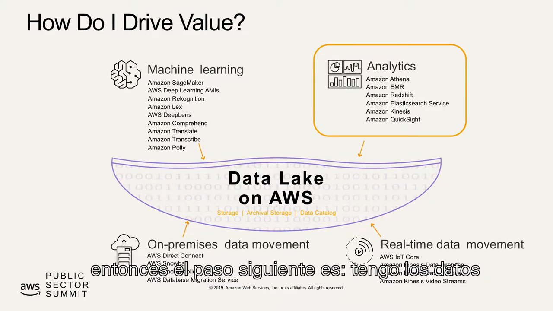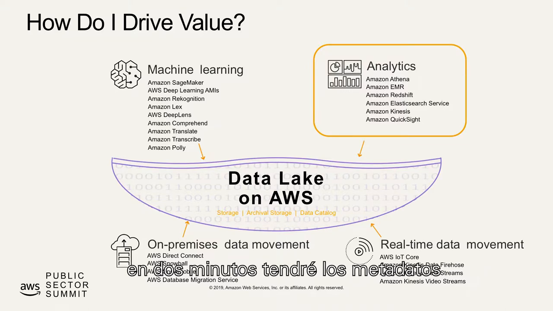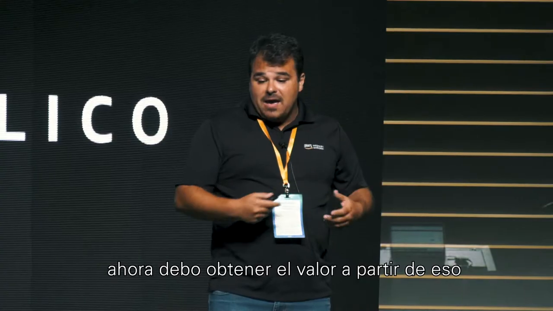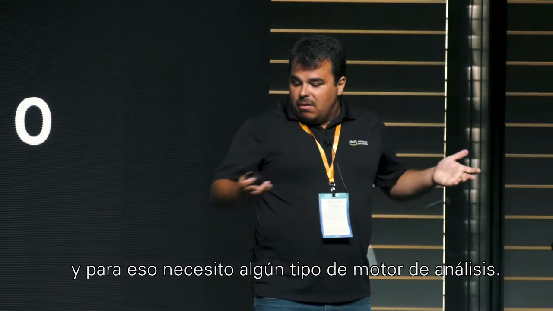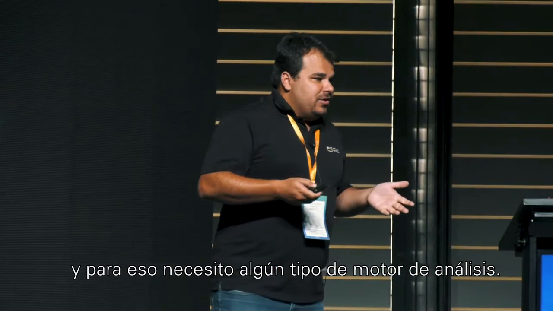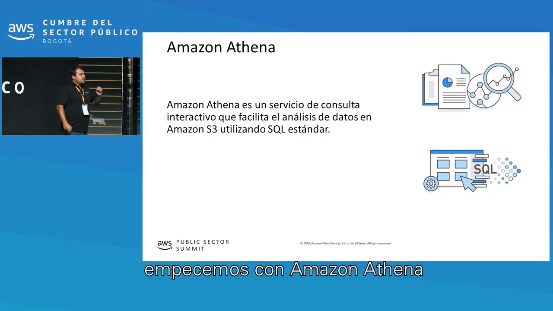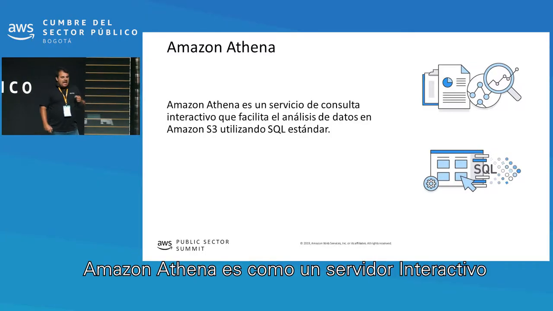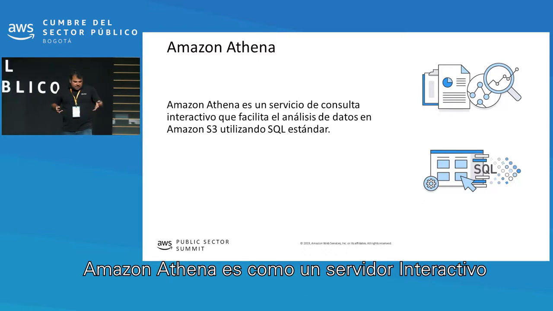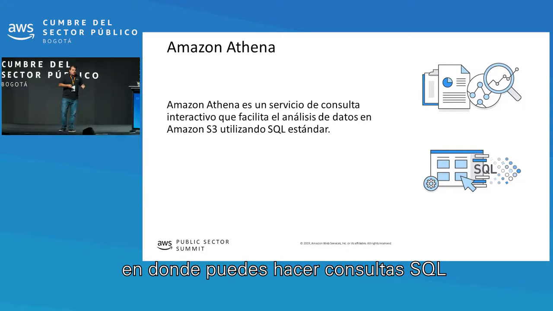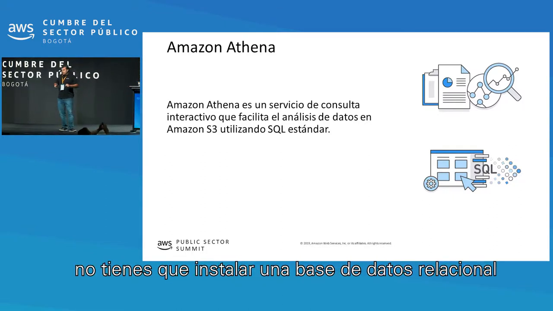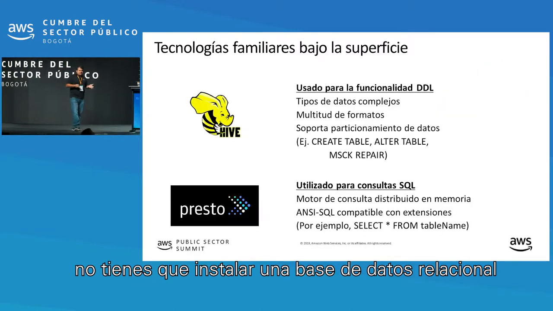All right, so next step. I have the data. In 2 minutes, I will have the metadata. Now I have to get value from data, right? So I need some kind of analytics engines, right? So let's get started with Amazon Athena. Amazon Athena is an interactive service where you can do SQL queries on top of data from S3, right? So we don't have to install a relational database.